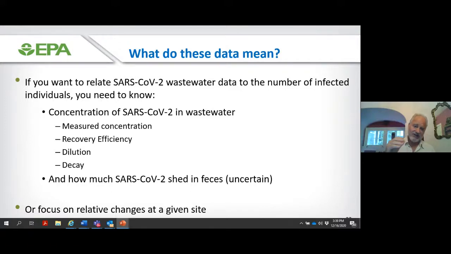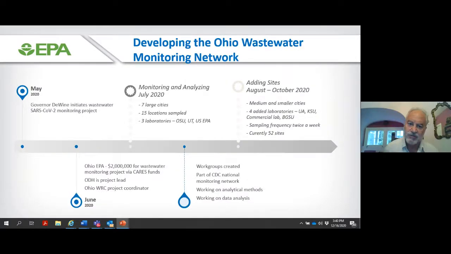You need to know all those things, and even if you know all those, to get at the accurate number of people infected, you need to know how many SARS-CoV-2 virus are shed per gram feces, and that, as I mentioned in the early slide, is very uncertain. So that first bullet, I think this is a useful goal, and there are people developing those models. But the point right now, the focus is really saying, let's look at relative changes as a way of monitoring what's going on in the community. And so that's what the Ohio Wastewater Monitoring Network is really doing.